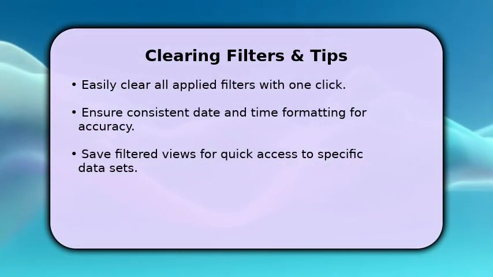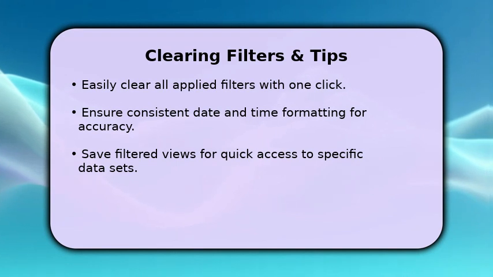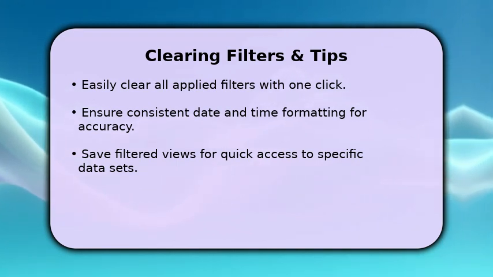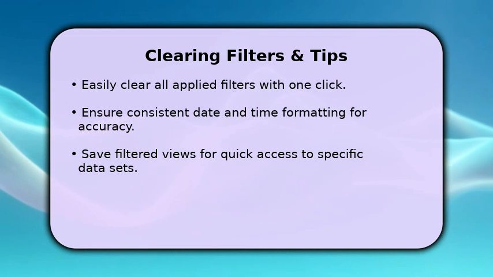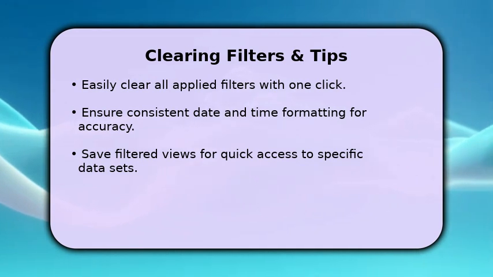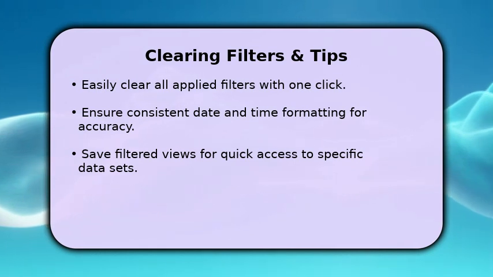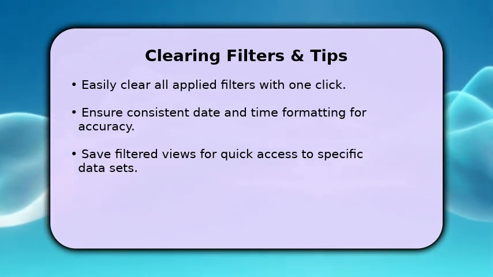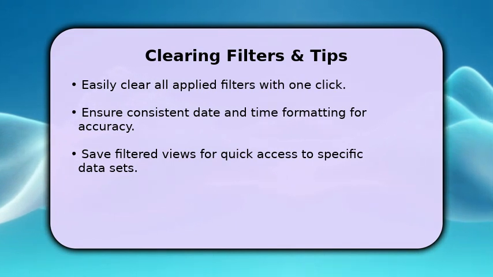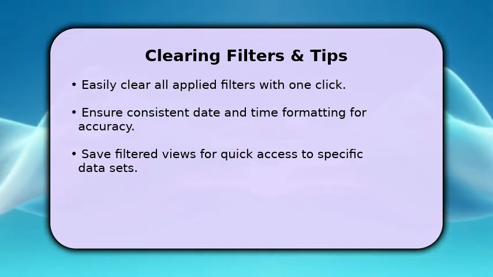Once you've finished analyzing your filtered data, it's easy to clear the filters. Simply click the Clear button in the Sort and Filter group on the Data tab, or click the filter icon on the column header and choose Clear Filter. Remember to maintain consistent date and time formatting in your cells for Excel to recognize them correctly. This ensures your filters work perfectly every time.